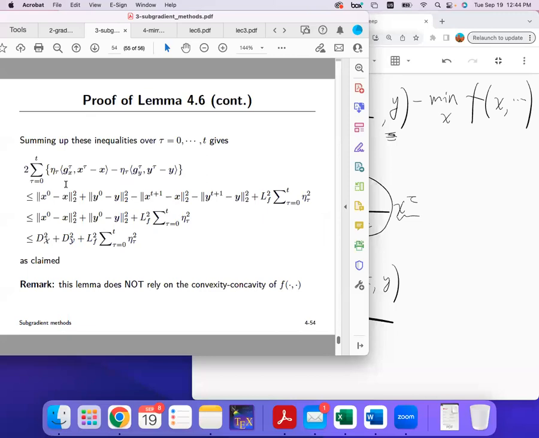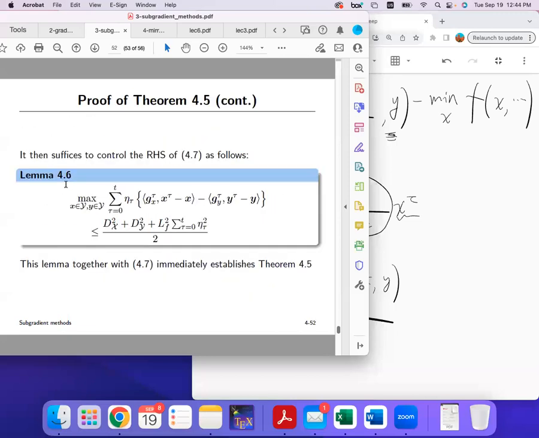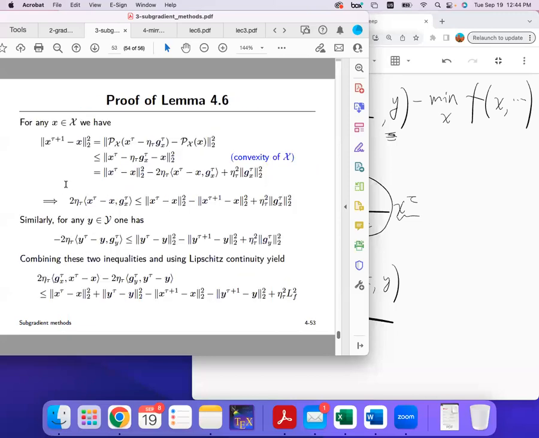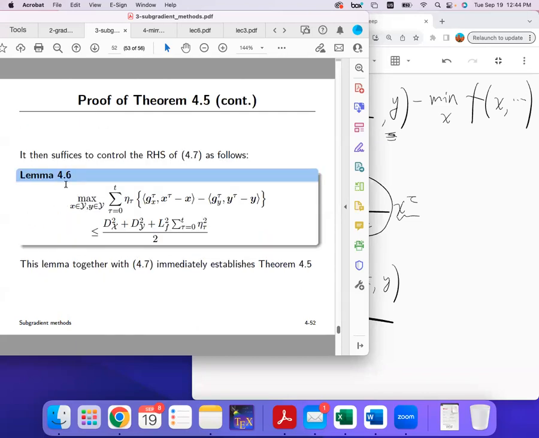And the proof of this lemma also takes several steps. But let's look at this one. We want to control this type of structure. It's a difference of these two inner products, which looks very complicated, but here's a very nice observation.